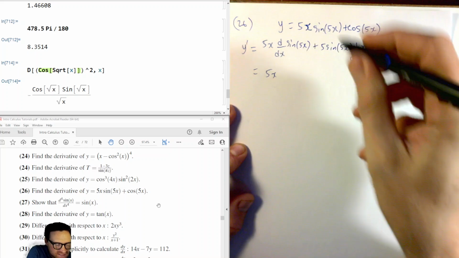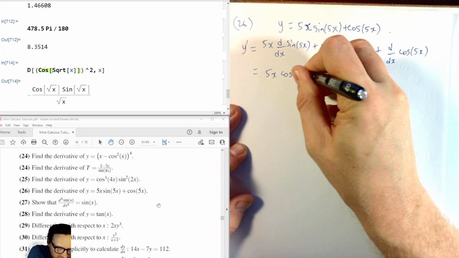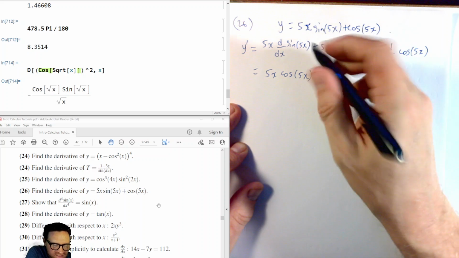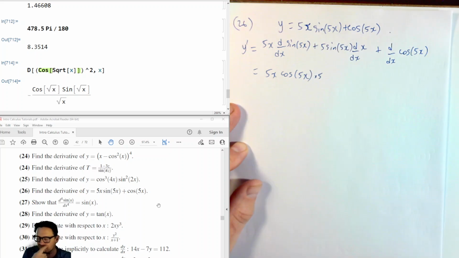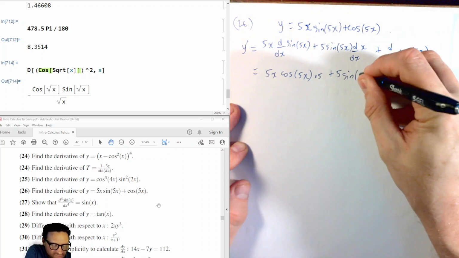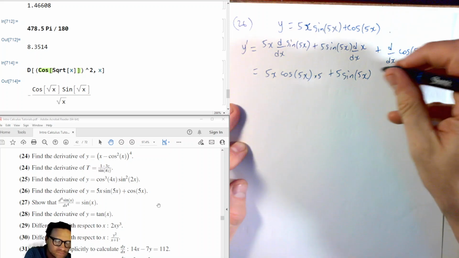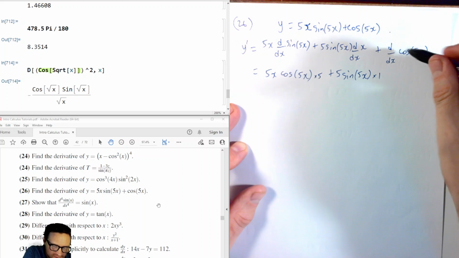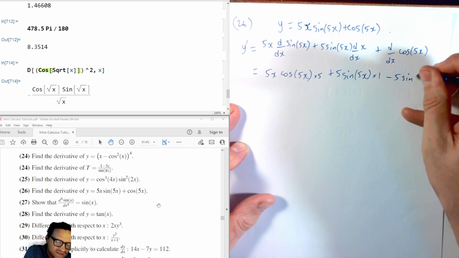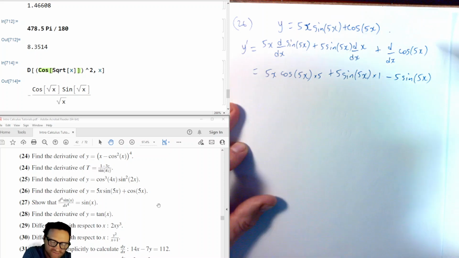So we've got 5x. Now the derivative of sine is cos, so that becomes cos of 5x. And then we've got to multiply by the derivative of 5x, so this is times 5. And then I'll just copy down 5 sine of 5x from above. The derivative with respect to x of x is 1, so put times 1. And then the derivative of cos of 5x is minus 5 sine of 5x, having used the chain rule, multiplying by the derivative of 5x.